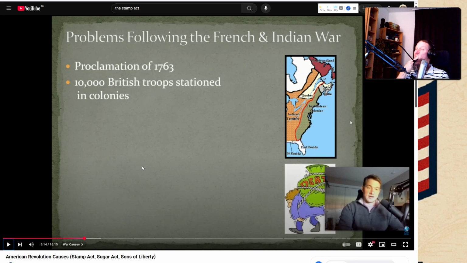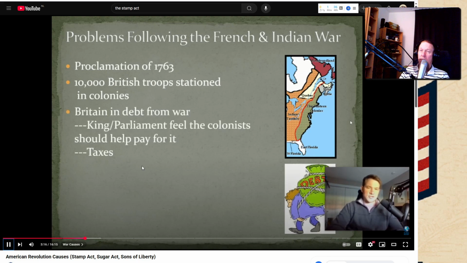Okay, I didn't know this. The Proclamation of 1763, preventing the colonies to move more westward to protect Indian territory.